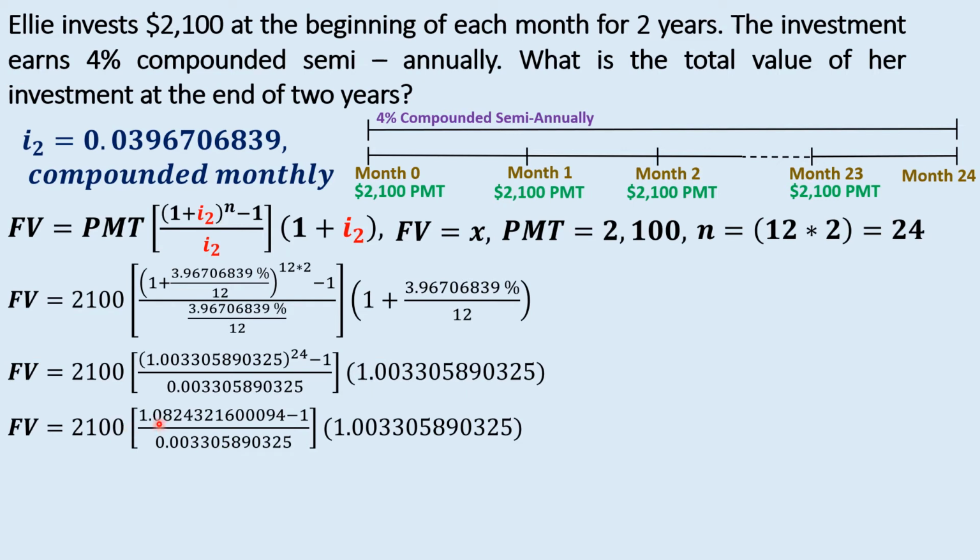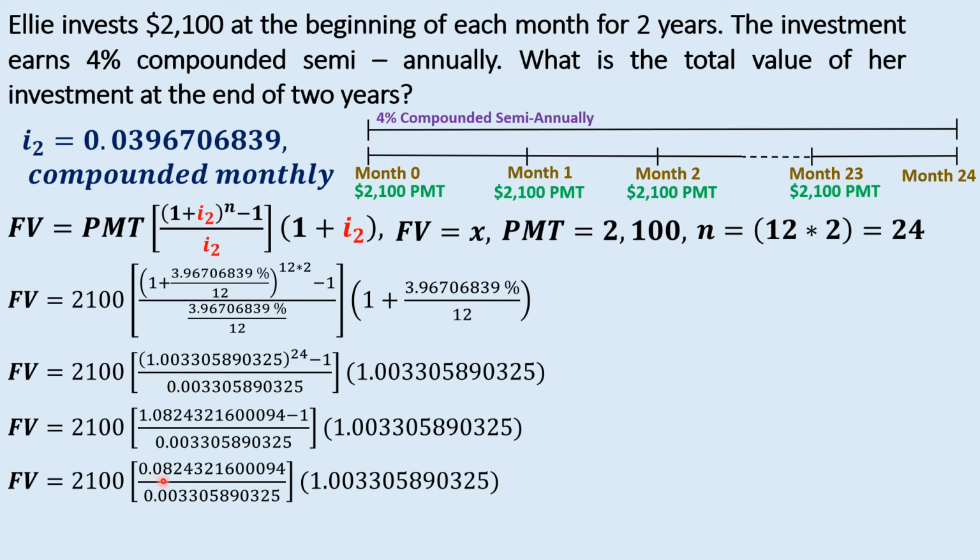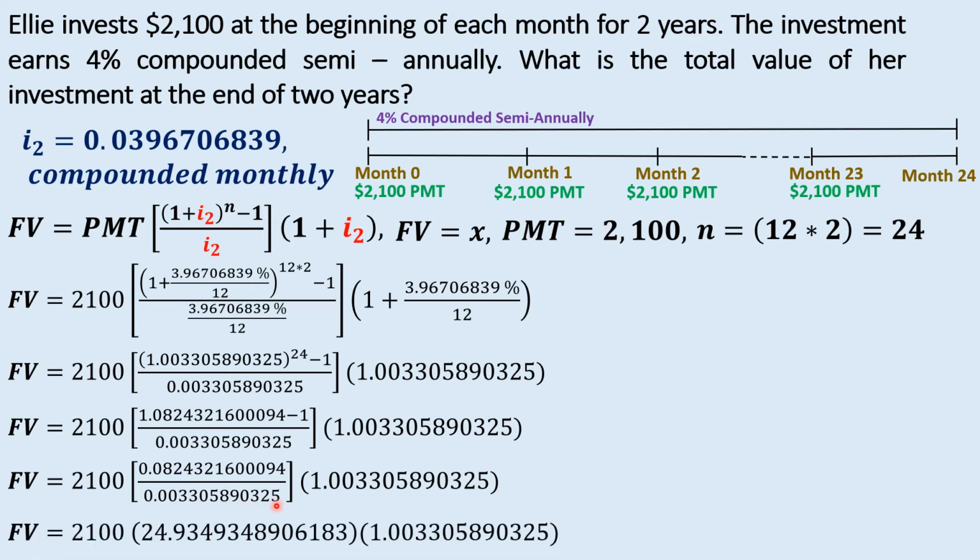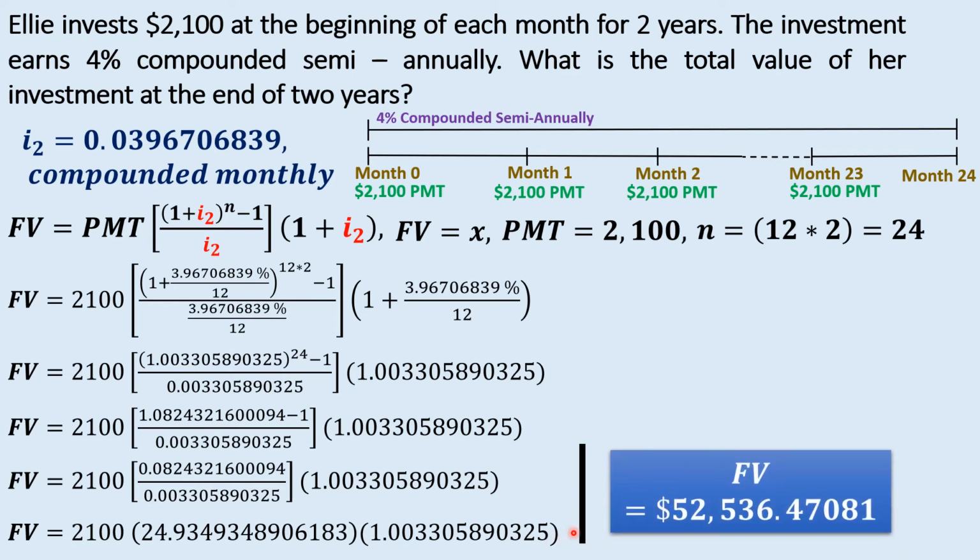Now the next thing is to just simplify it even a bit further. So we're left with 0.08243216 when we subtract 1 from that. We're left with that, and then we divide it by 0.00330589. We're going to get something like 24.93493 multiplied by 2,100, multiplied by 1.00330589, and we get the final answer of Ellie's investment at the end of 2 years, which will equal $52,536.47 approximately.